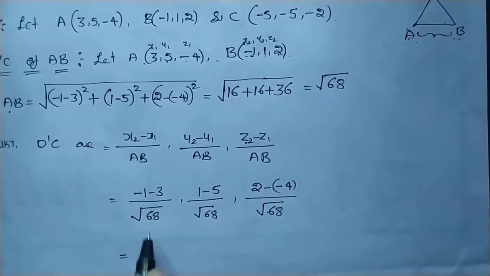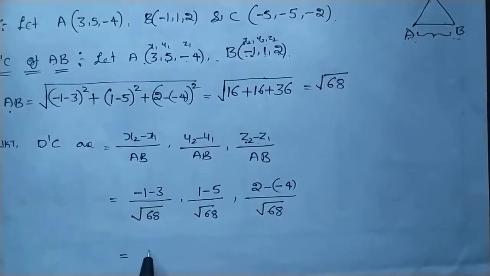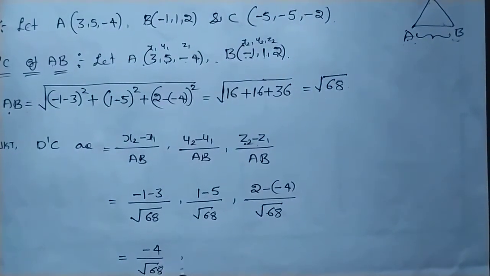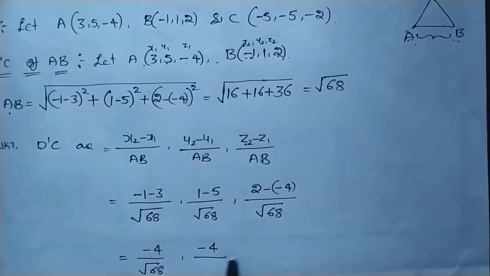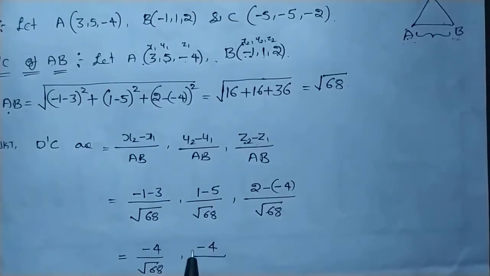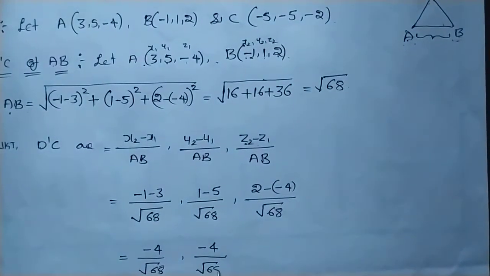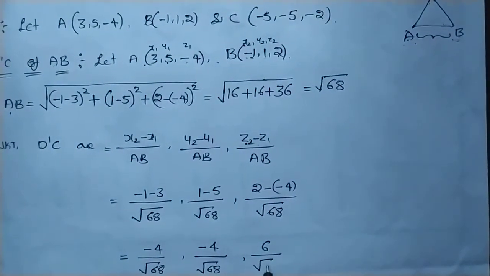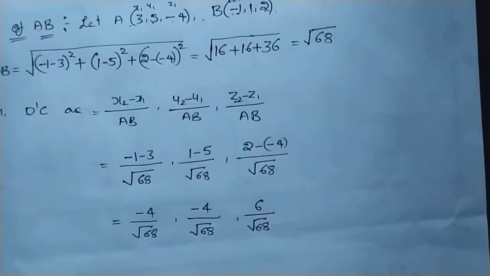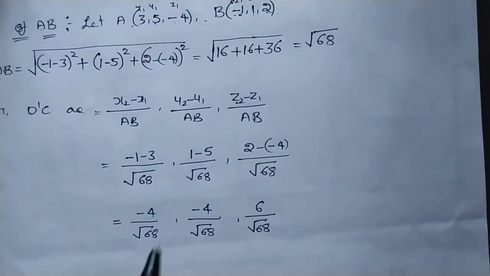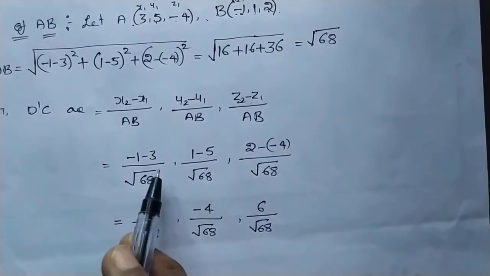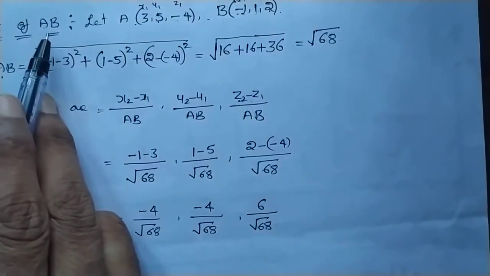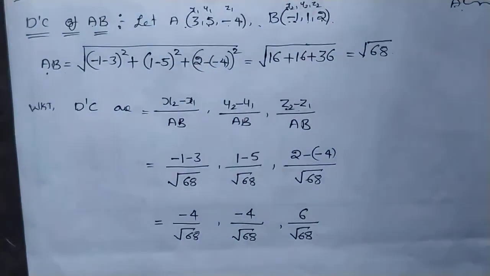Next simplify: -1 minus 3 is how much? Minus 4 divided by square root of 68. Next 1 minus 5 is minus 4, divided by square root of 68. Next 2 minus of minus 4 is 6 divided by square root of 68. Understand? Okay. It is the direction cosines of AB. Next, what we have to find?